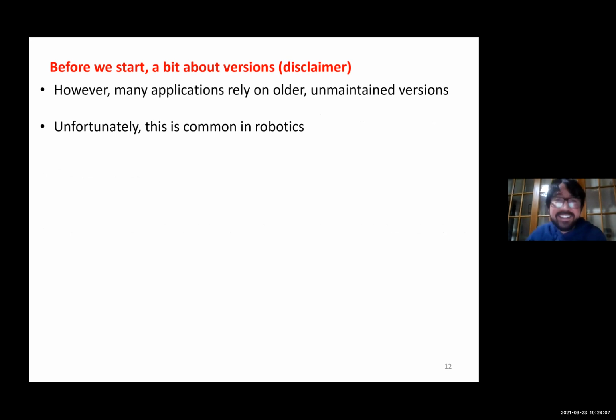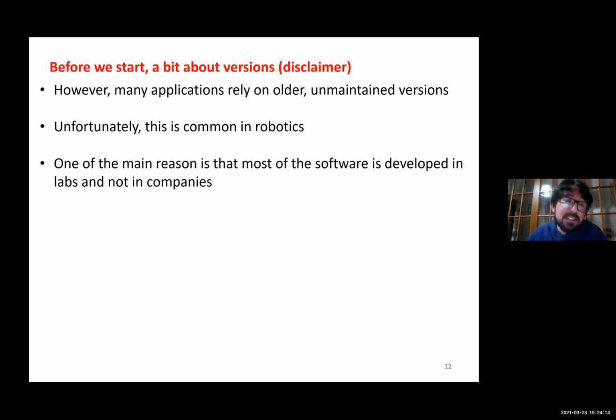And unfortunately, this is very common in robotics. One of the main reasons is that most of the software is developed in labs and not in companies. So as a researcher, you are implementing something in the tools that you're familiar with, and then switching from one version to another takes time. And most of the people that do the new things are PhD students, who are worried about getting their degree, so they want to publish fast. So it is hard to have good coding ethics in terms of keeping updated and also having good documentation, when you're also worried about publishing a paper.